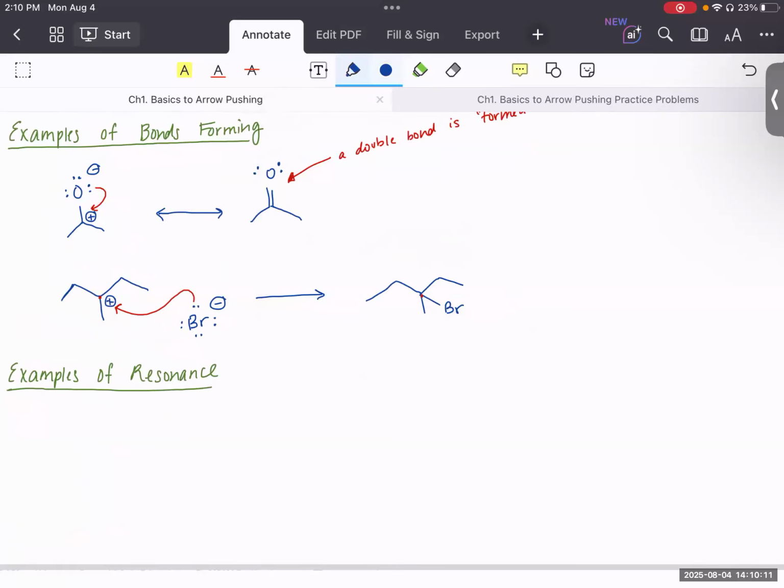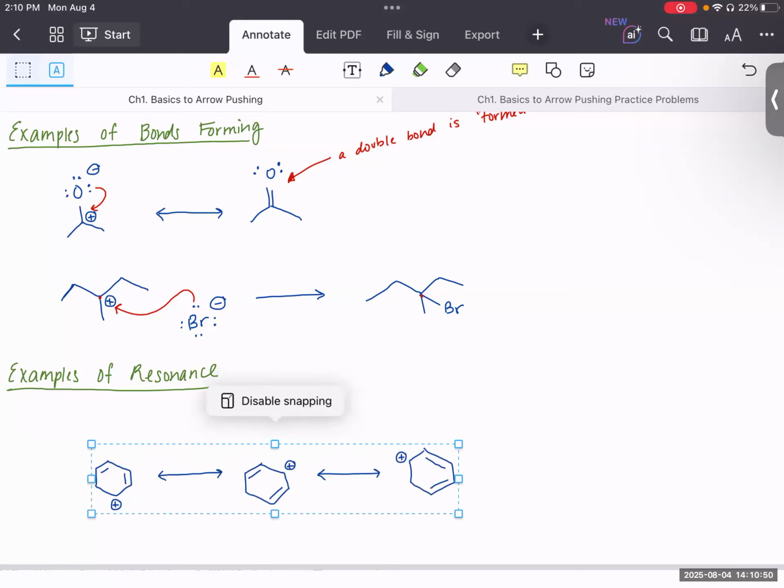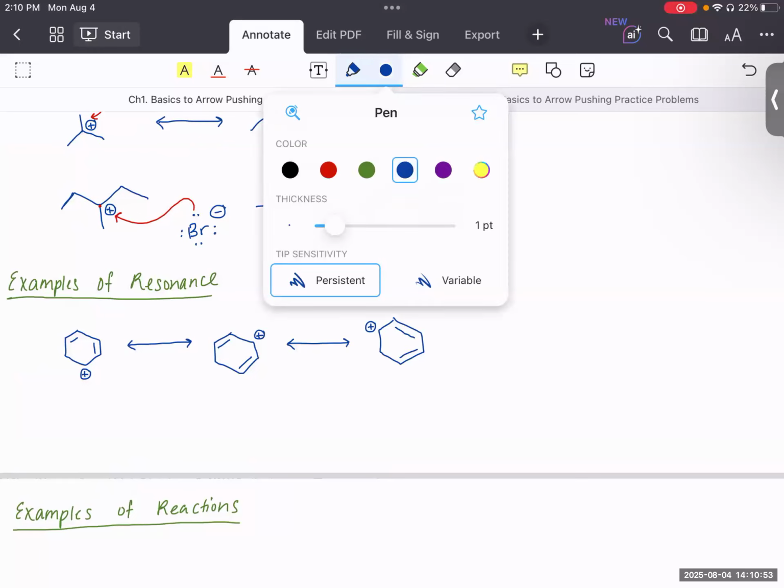All right, so let's do some examples of some resonance structures. So here I'll just draw out some different structures, and I'll draw out the four resonance forms that can form. And so for this one, we just want to show the movement of electrons to show the new resonance forms that we can get. All right. And so here we have these three different resonance structures. And so we could show the flow of electrons by using those arrows.